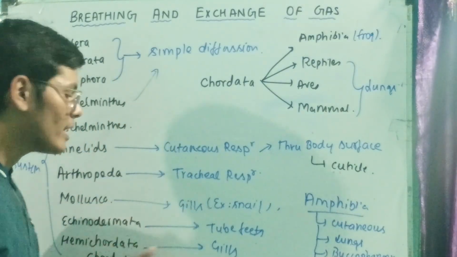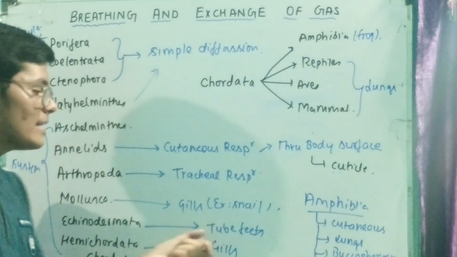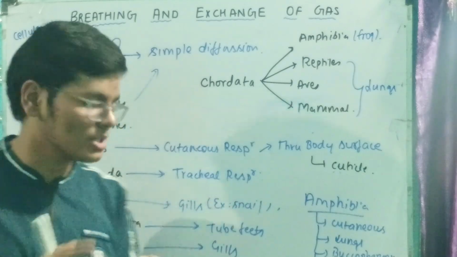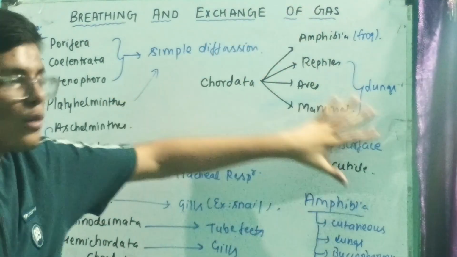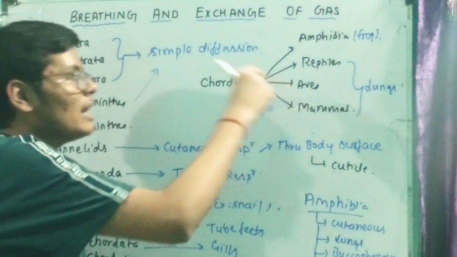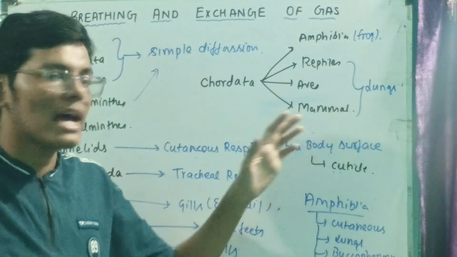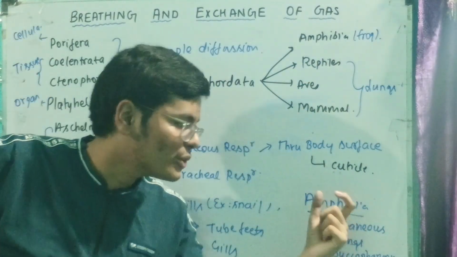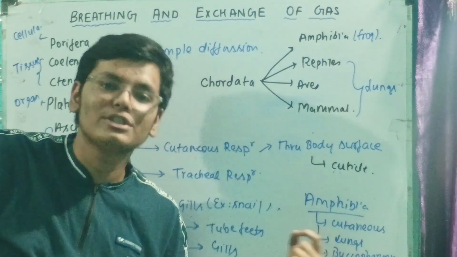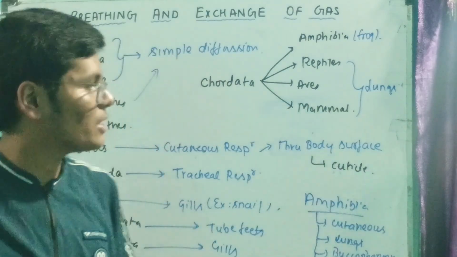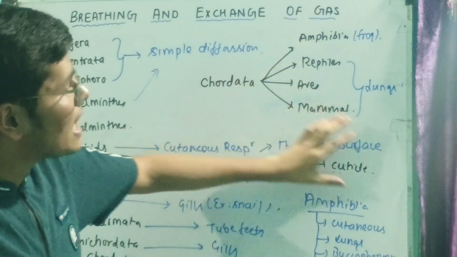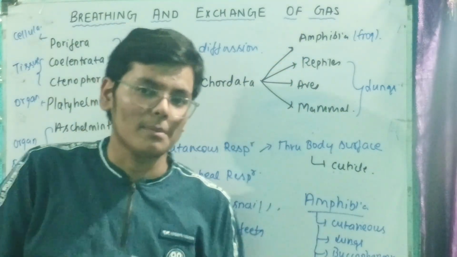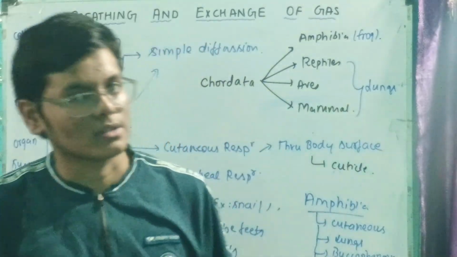Molluscas and hemichordatas use gills. Echinodermatas have tube feet for respiration. And chordates are divided into four further subclasses: amphibia, reptiles, aves, and mammals. Amphibia use cutaneous, lungs, buccopharyngeal, and gills, all types of respiration. Reptiles, aves, and mammals use lungs. They use pulmonary respiration as their primary respiratory organs.